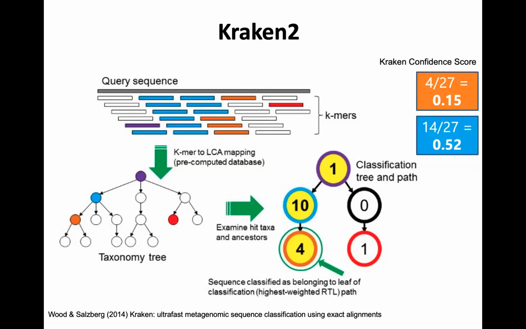Now, if we moved up the tree, we could add this 10 plus this 4. And so if we called it at this level, the resolution's not as great, right? It's a higher taxonomic level, so we're going to lose some information. But the confidence score goes up because we have more K-mers mapping to this particular taxonomy node. And the same thing, if we moved all the way up here, we would sum them all up, includes all of these. So we'd have 0.59.